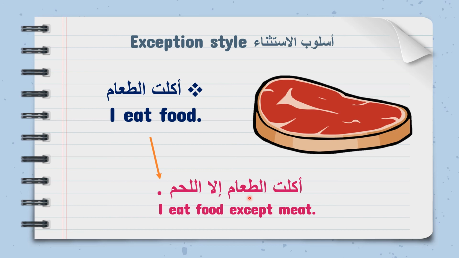Then comes the exception tool إلا. And then comes the excluded word meat. أكلت الطعام إلا اللحم. I eat food except meat.